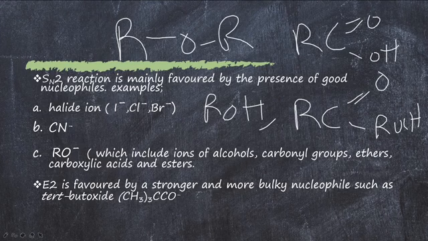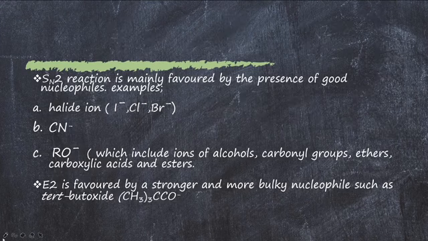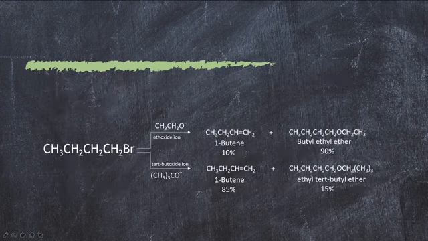Now, E2 is favored by a stronger and more bulky nucleophile compared to the nucleophiles which I gave earlier. They are strong also and they are good, but E2 is favored by a stronger and a more bulky nucleophile. From the name, you can actually see it. That's tert-butoxide. This is a stronger and a more bulky nucleophile. I would have given you the structure, but don't worry, you could just decode it. I'm sure I explained it well. So let's just go forward.